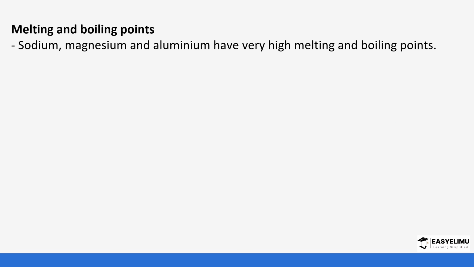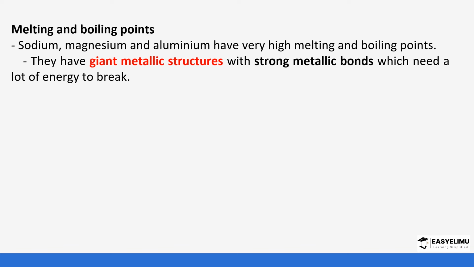So the melting point and boiling point. Sodium, magnesium, and aluminium, you pick the three together because they are metals. They have very high melting points because they have giant metallic structures with strong metallic bonds. You have had this question: you have been told, using structure and bonding, explain why sodium, magnesium, and aluminium have very high melting points. So you see how the statement is coming in.